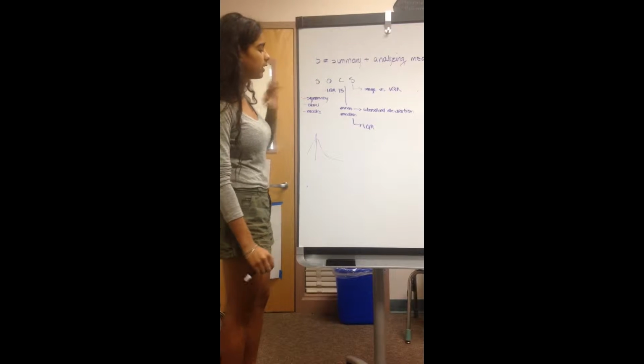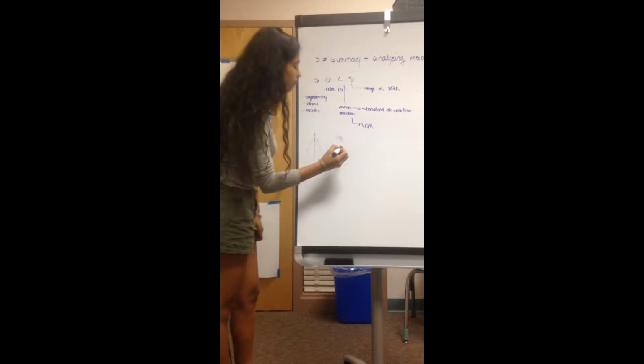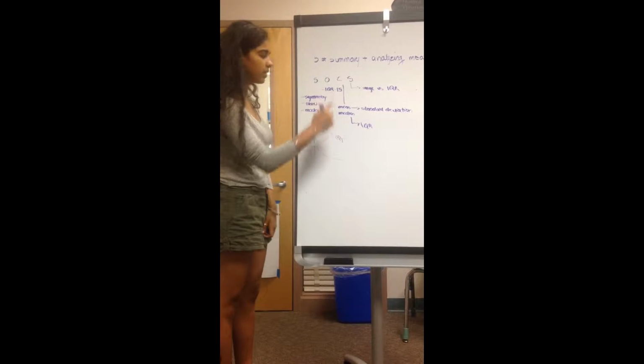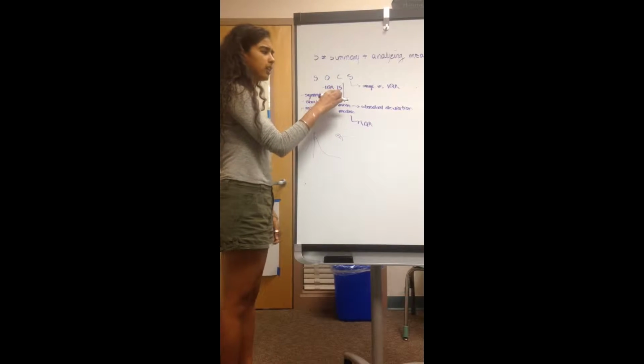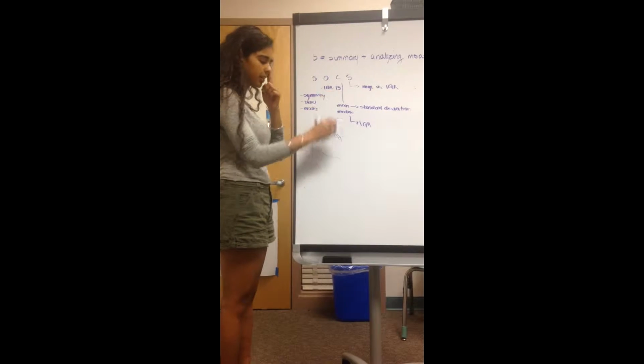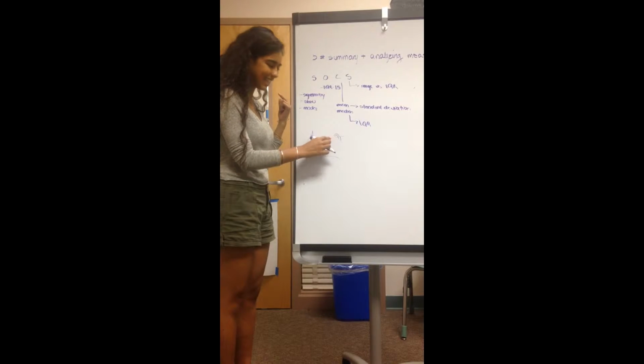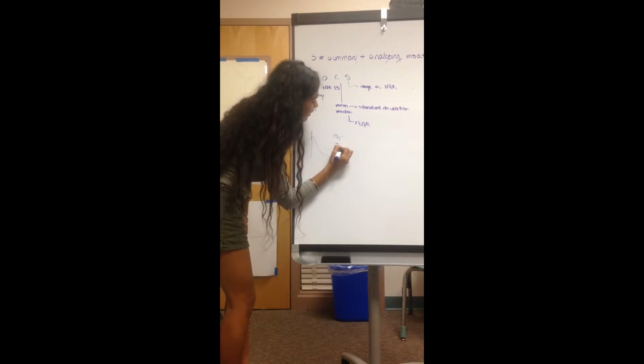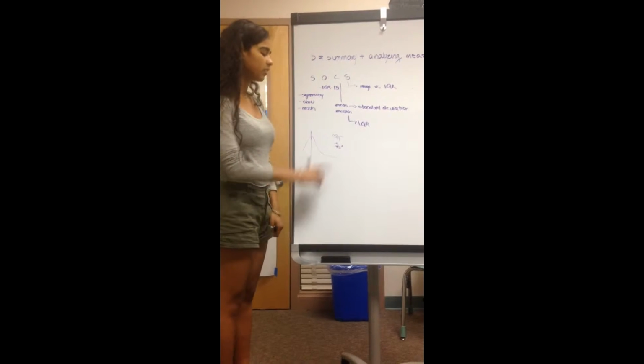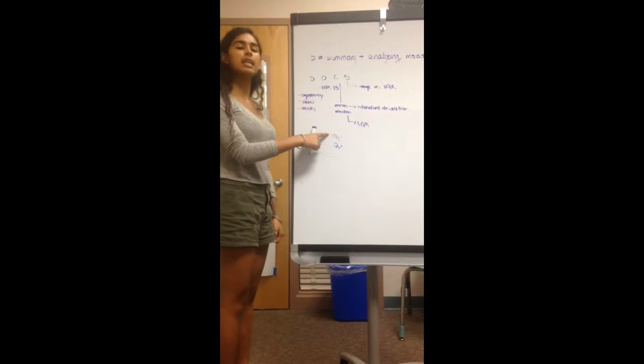Outliers you can see by checking: is it less than quartile 1 minus 1.5 times the IQR? Or you can do quartile 3 plus 1.5 times the IQR. If it's greater than this, it's an outlier, and if it's less than the quartile 1 minus that, it's an outlier as well.